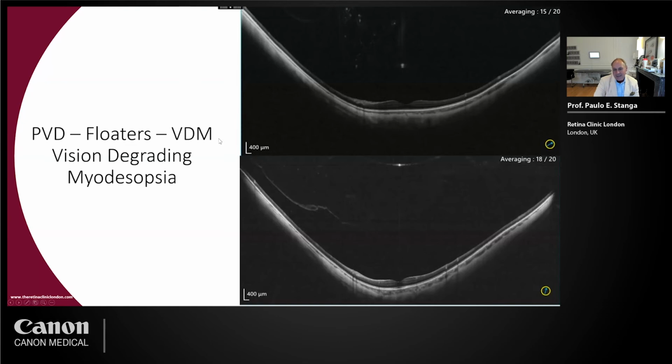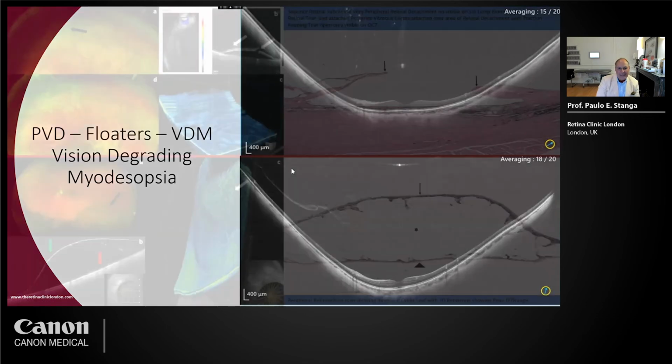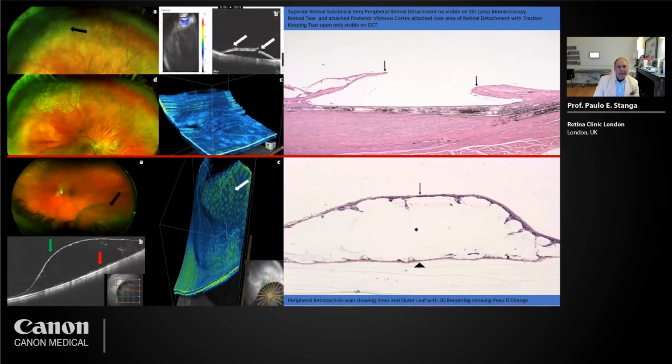The PVD extends beyond the field of the OCT scans. So it is very important to be able to diagnose a PVD, not only in the symptomatic eye, but also in the fellow eye. And we'll go back to that. So let's move on to imaging the peripheral retina.